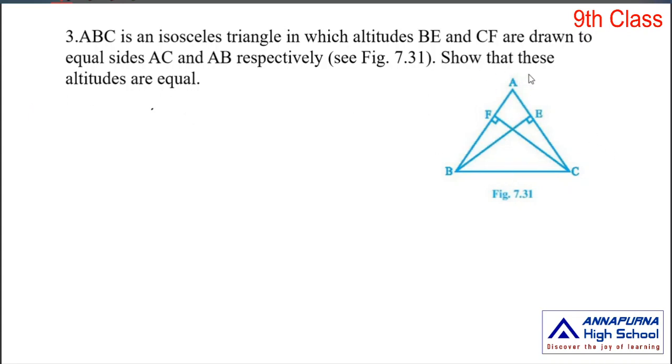First, observe the figure. ABC is an isosceles triangle and AB is equal to AC. This is the given condition. We have to show that the altitudes are equal. BE is the first altitude and CF is the other altitude. BE is perpendicular to AC and CF is perpendicular to AB. We have to show that BE is equal to CF. Start the solution.